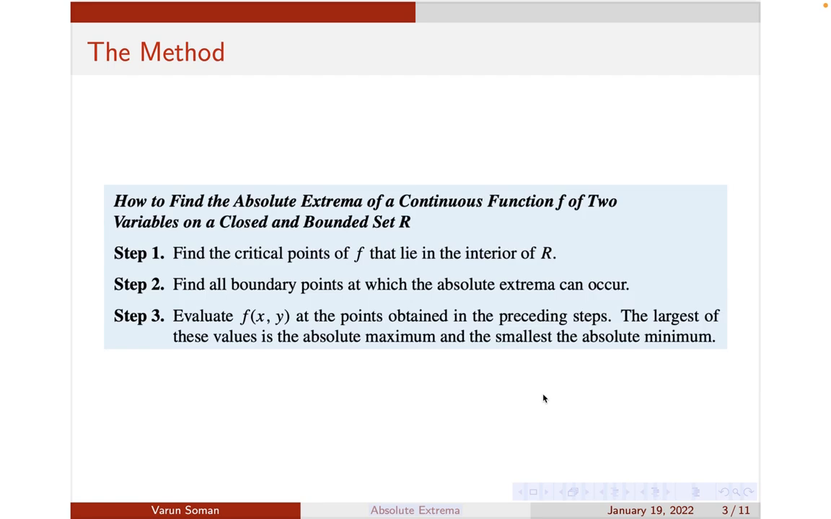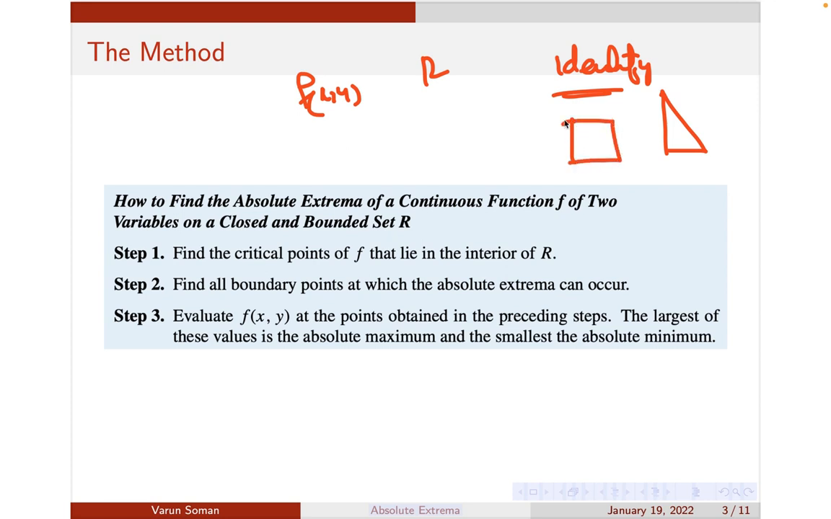Okay, so what are the steps here? In the first step, if you are given a function f of x,y and a region R, you have to identify the region. Just draw the graph of that region, so that you can identify the boundary points. So the first step is just draw the region.